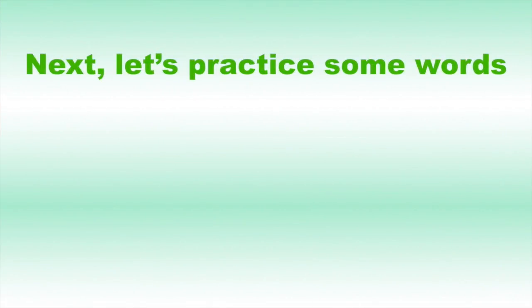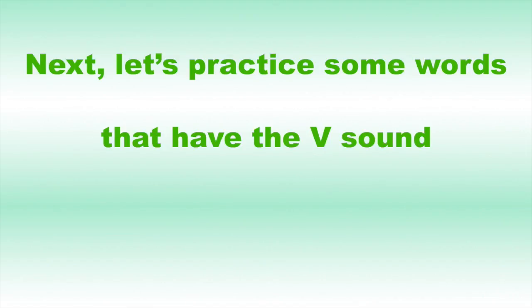Next, let's practice some words that have the V sound repeated in the word. Valve, valve, valve, valve. Vavoom, vavoom, vavoom, vavoom. Verve, verve, verve, verve. Vivacious, vivacious, vivacious, vivacious. Vivian, Vivian, Vivian, Vivian.